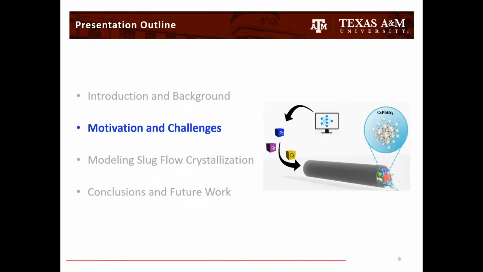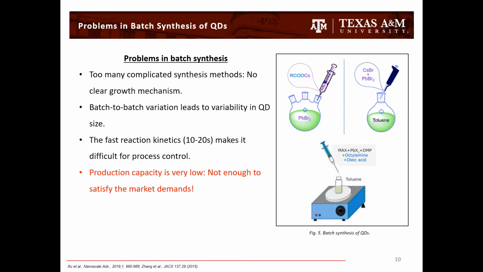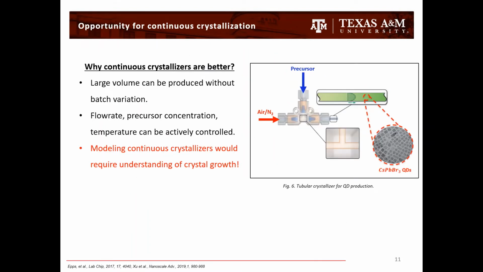This generates a certain motivation and certain challenges. So for size control, most of the people have been working on different synthesis methods, and most of these methods are batch synthesis methods, which have very low production capacity. They also have a lot of batch to batch variation, and they use very complicated synthesis methods. So that's why the industry market is lacking in these technologies. However, this brings a good opportunity for continuous crystallizers because you can make them at much higher flow rates. You can do active control like flow rate, concentration control. Also, you can scale them up very nicely.